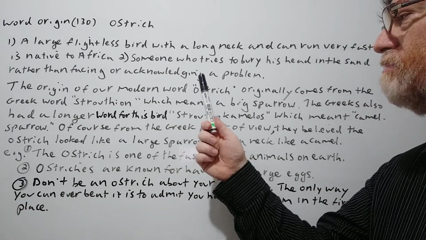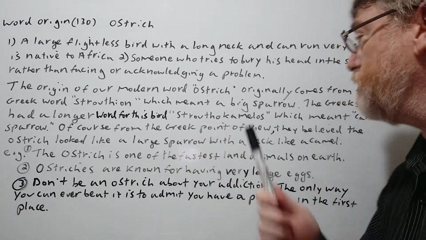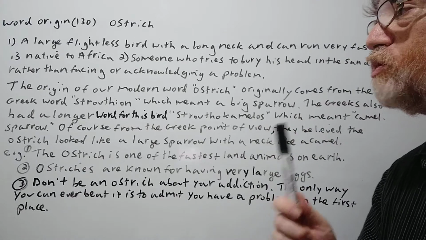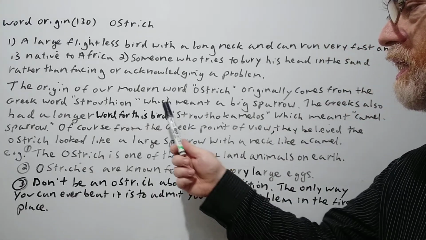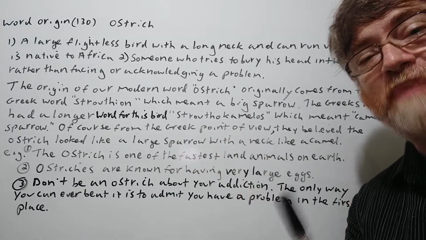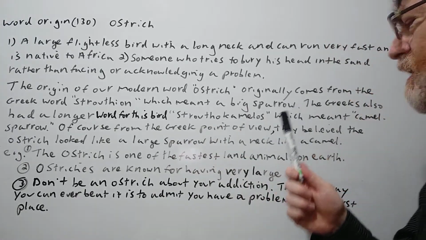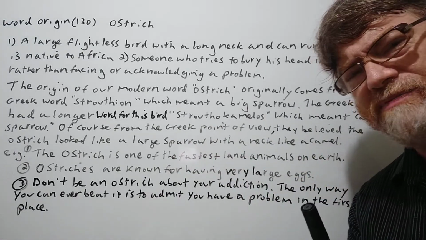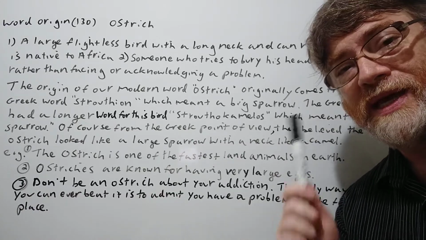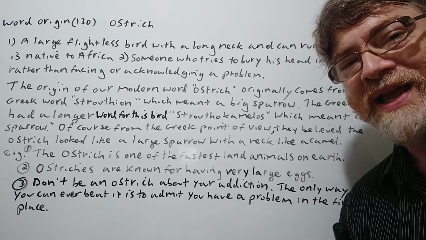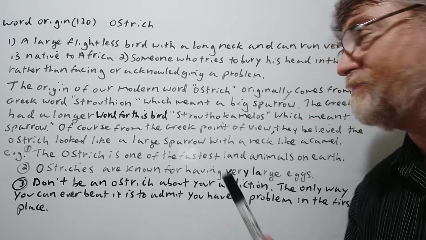The origin of our modern word ostrich originally comes from the Greek word Strauthion, which meant a big sparrow. Okay. Although I don't know, does an ostrich really look like a sparrow? I think sparrows are quite cute and they're quite common. But anyway, that's what they say.